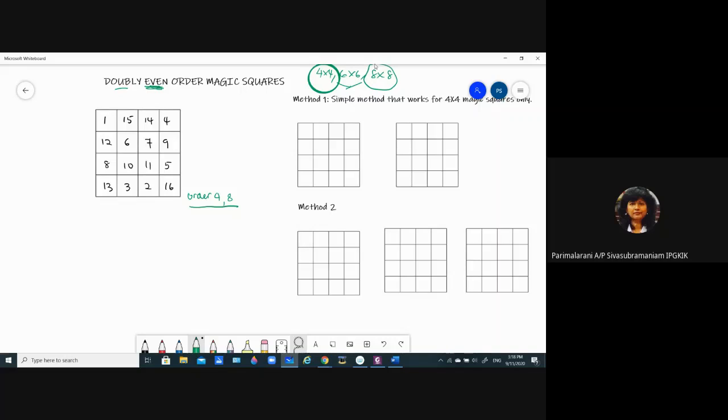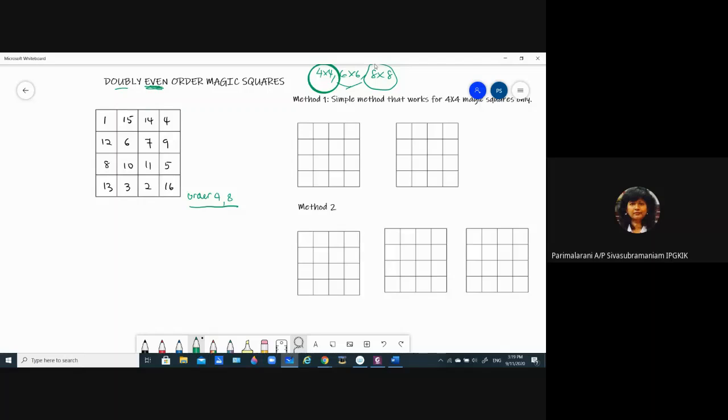So we're going to look at this first: 4 times 4 and 8 times 8. They are doubly even order magic squares because both orders can be divided by 4. Let's look at this magic square shown here, and at some characteristics and patterns that we can see.